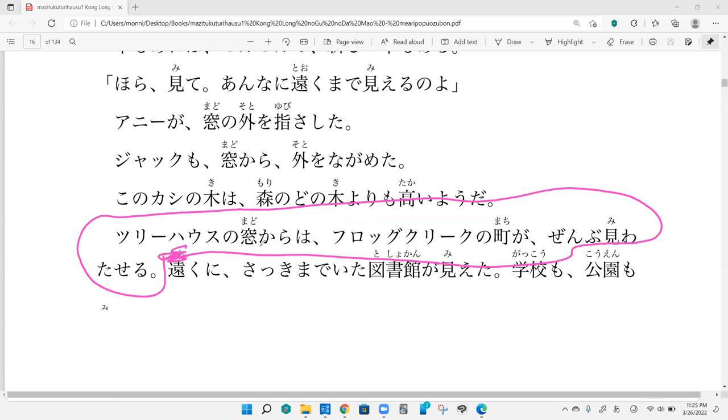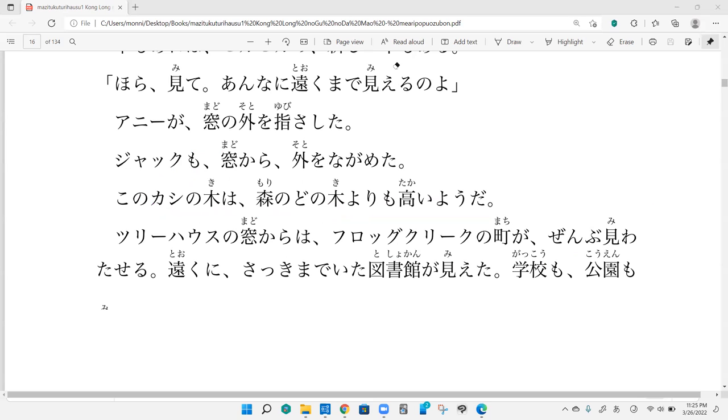Nice. So 見渡せる. Here's another mi word. So 見渡せる does not mean miru and does not mean mieru. But if I had to pick one, I would say mieru is a little bit more similar if you were translating it into English, even though it's more similar to miru in action.